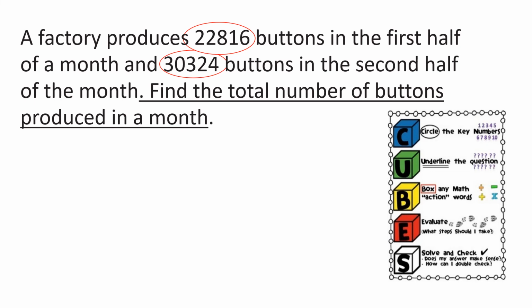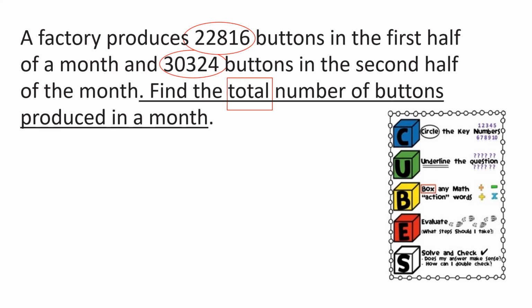So the two numbers here are 22,816 and 30,324. So circle the key numbers. Next is U, which suggests underline the question. So underline the question, which is: find the total number of buttons produced in a month. Now box the action word or the keyword, the word which is going to suggest whether to add, subtract, multiply or divide. So in this sum, the keyword is total, which is telling us to add.